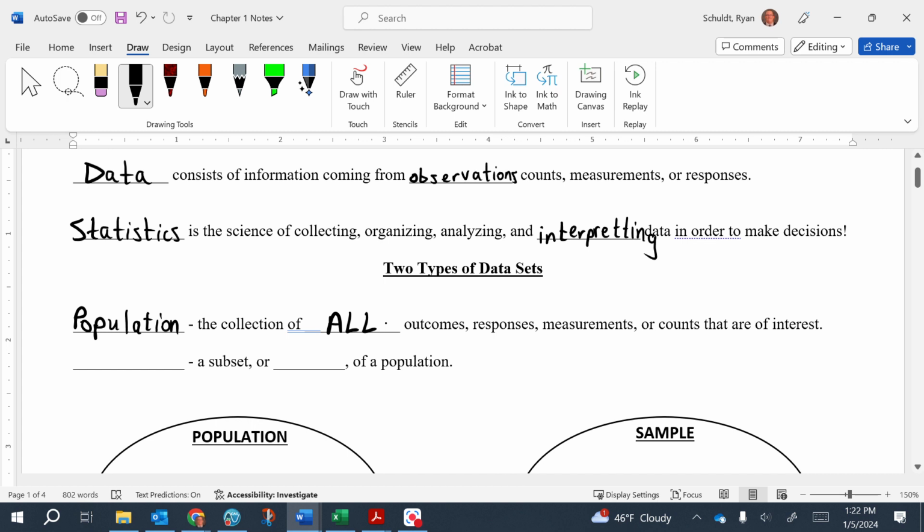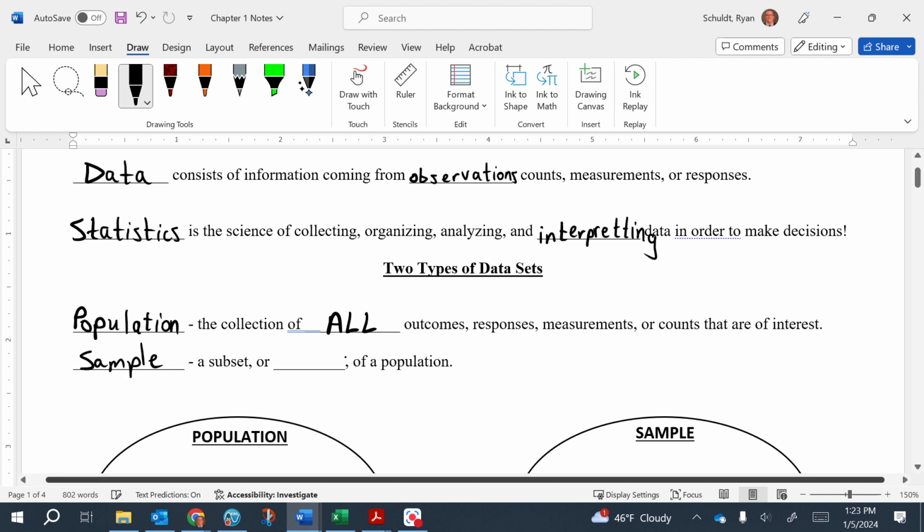For instance, let's say I wanted to know the weight of all watermelons in the world. That would be the population. I would have to go and physically weigh or somehow gather data on every single watermelon in the world. Now, do y'all think that's practical? No. So, if I can't do that, then I'll get a sample.